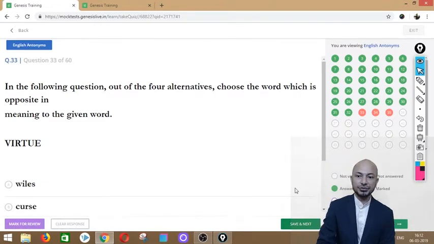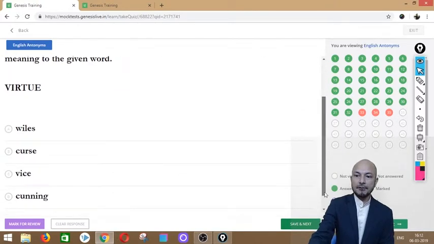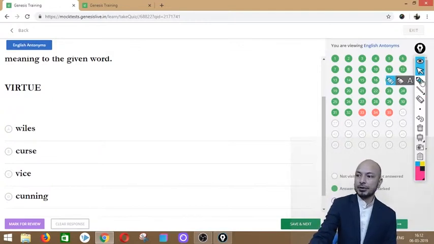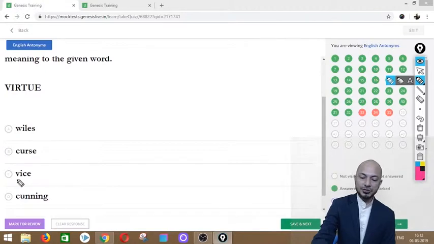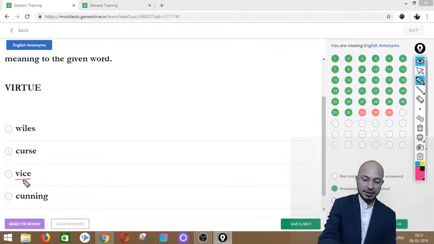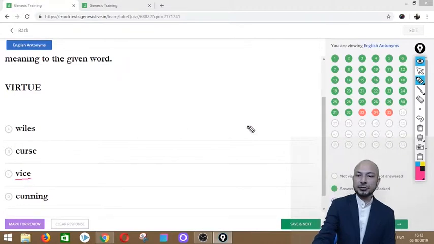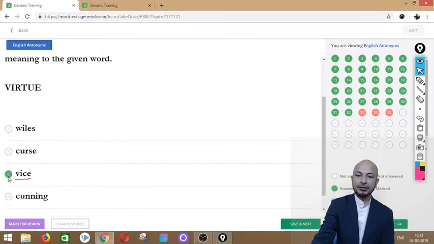On to question number 33. The word is virtue, and the options given are wise, curse, vile, vice, and cunning. So our correct option is option C, which says vice. Now, virtue is having very high moral standards, something which is very good, and vice is something which is not good, having immoral values. So we click option C, the antonym for virtue, and we say next.